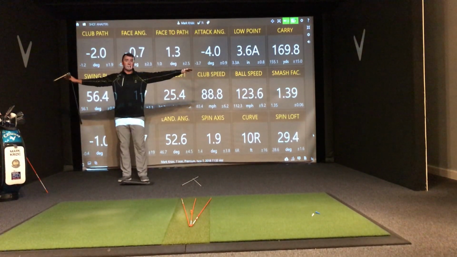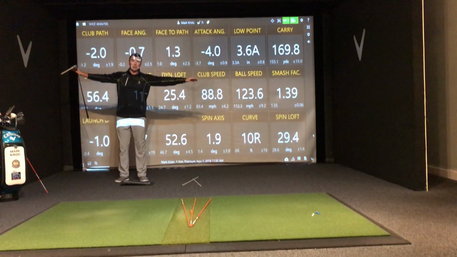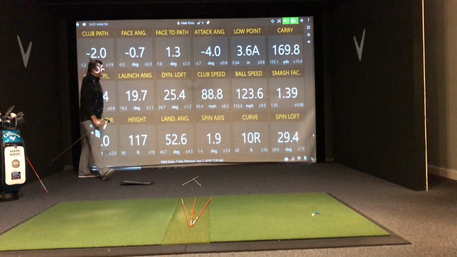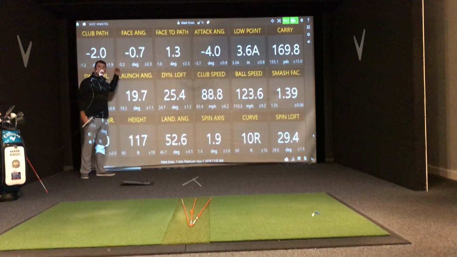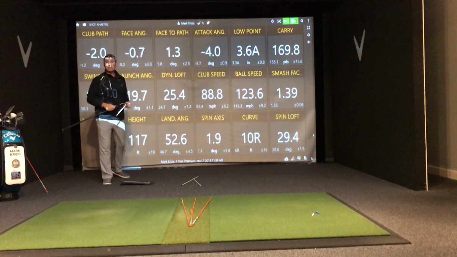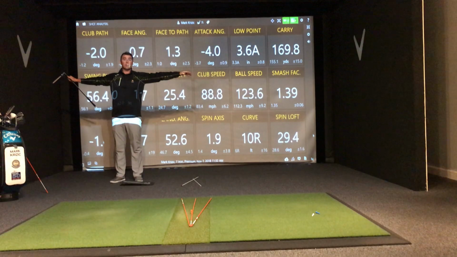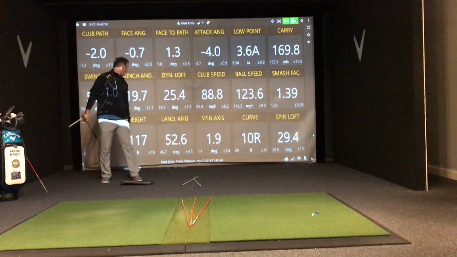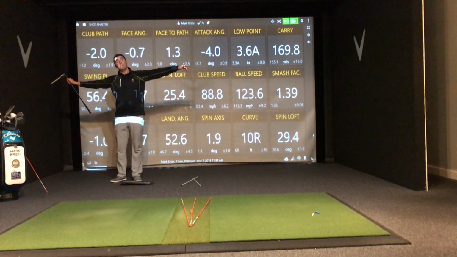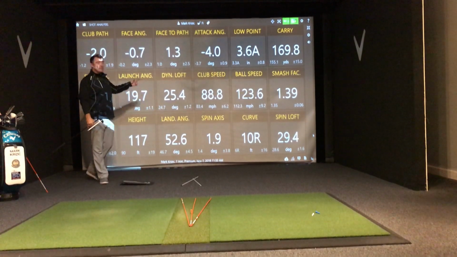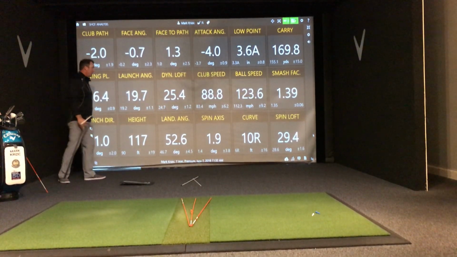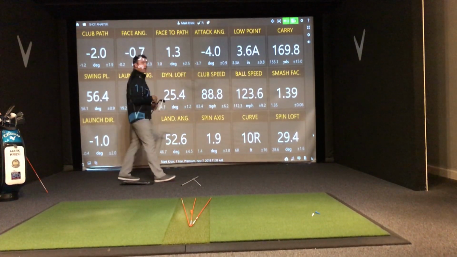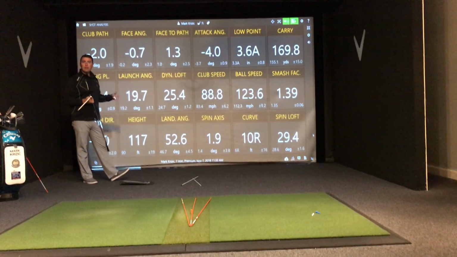Spin axis, that's a positive number. Spin axis, that's 1 degree. It's like an airplane. That ball, because the path is negative and the face is a little bit negative, the ball is going to be a little bit right of the target. My spin axis was almost 2 degrees. The ball was moving this way. If it was a negative, the ball would be moving this way. And we can all fix those things by just changing some of these numbers. Curve, 10 feet to the right. I was trying to hit a cut.